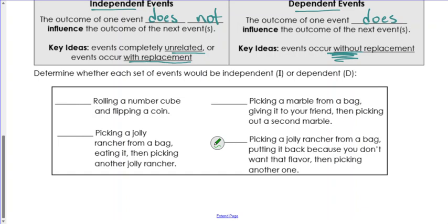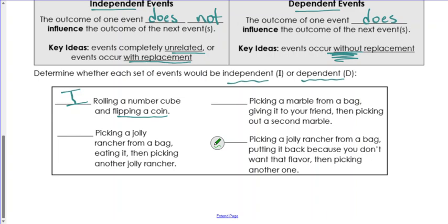Determine which of these sets of events would be either independent or dependent. So we're thinking, are they related? Does the first one actually affect the second one or not? So rolling a number cube or a die and flipping a coin, those have nothing to do with each other. Those are independent of each other. They do not affect each other at all.